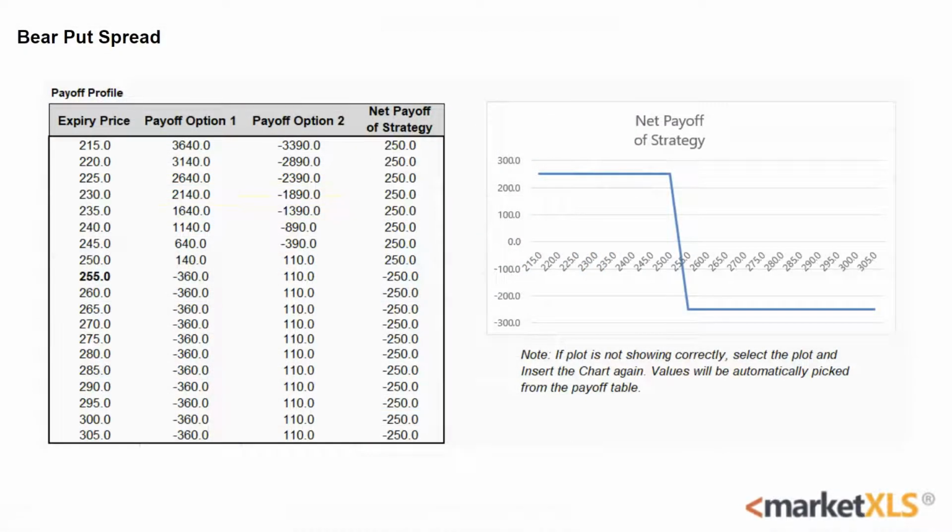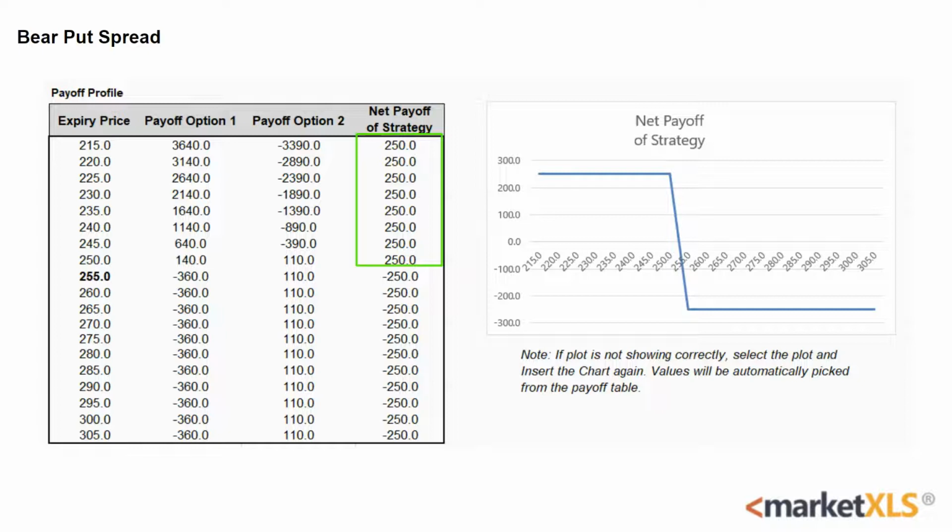A payoff schedule and a payoff diagram are available in the template too. They can be used to analyze the maximum gain, loss, and break even. Maximum gain for the bear put spread is limited and is achieved when the stock closes below the strike price of the short put on the expiration date. This is shown by the green box.